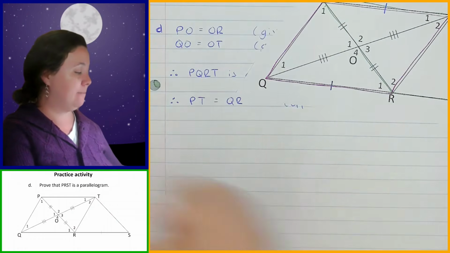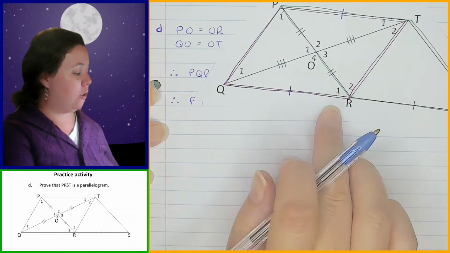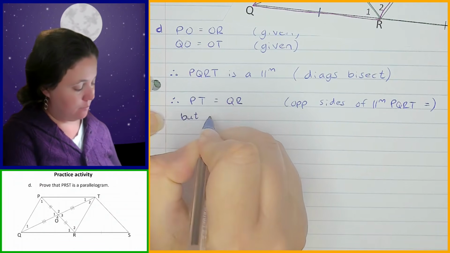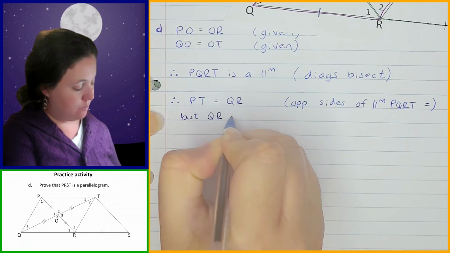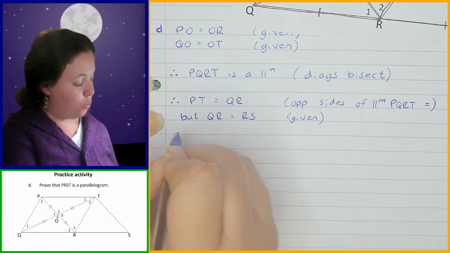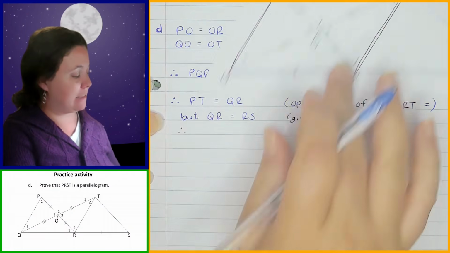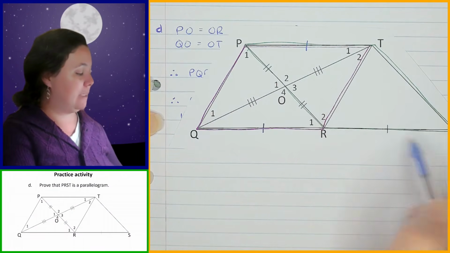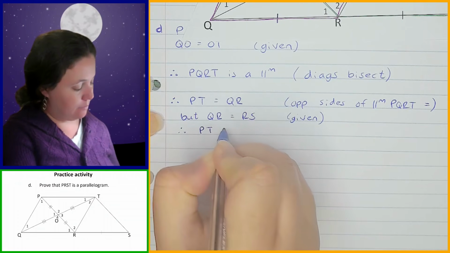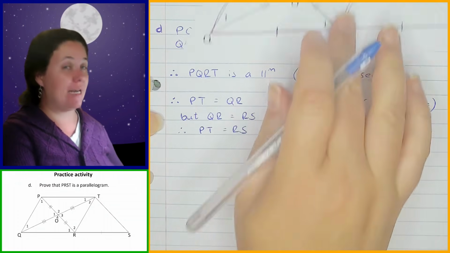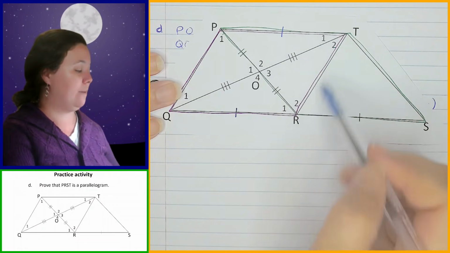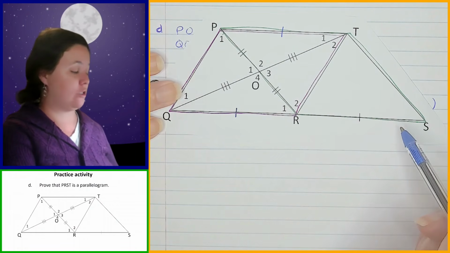So I'm now going to say, but QR is equal to RS, and that was given. Which means that PT must be equal to RS. Okay, so now I know that these two are equal to each other. So I've got one pair of opposite sides equal so far.